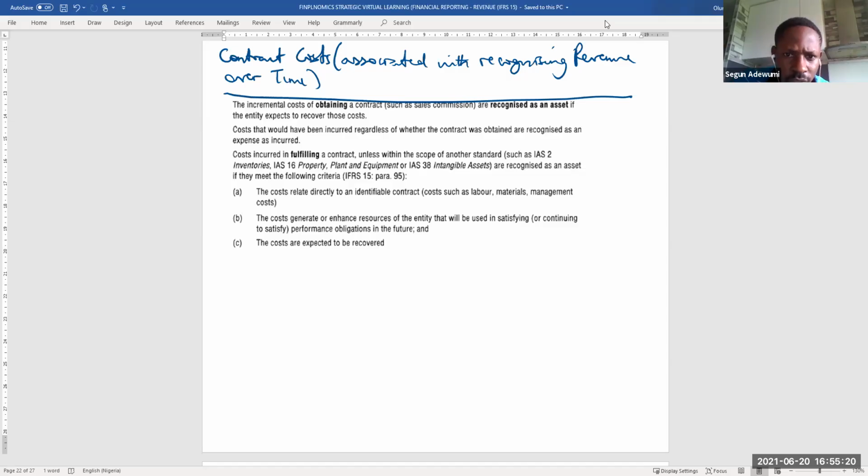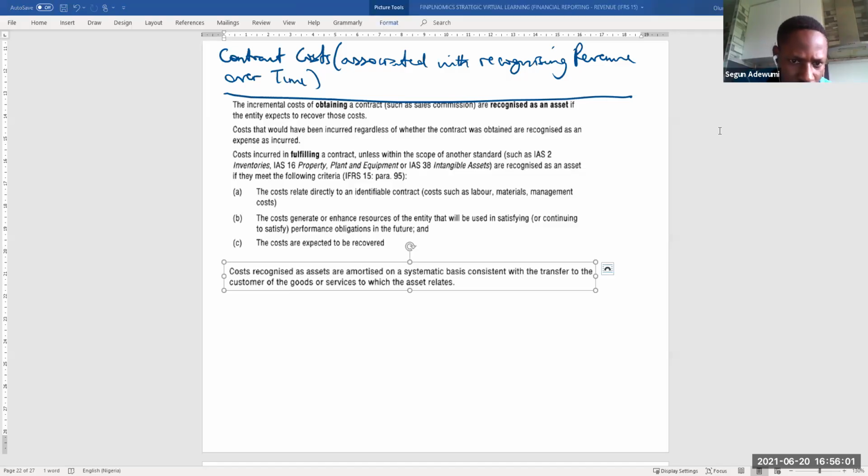Contract costs associated with recognizing revenue over time. The incremental costs of obtaining a contract, such as sales commission, are recognized as an asset if the entity expects to recover those costs. Costs that would have been incurred regardless of whether the contract was obtained are recognized as an expense as incurred. Costs incurred in fulfilling a contract, unless within the scope of another standard, such as IAS 2 inventories, IAS 16 property, plant, and equipment, or IAS 38 intangible assets, are recognized as an asset if they meet the following criteria, according to IFRS 15, paragraph 95.